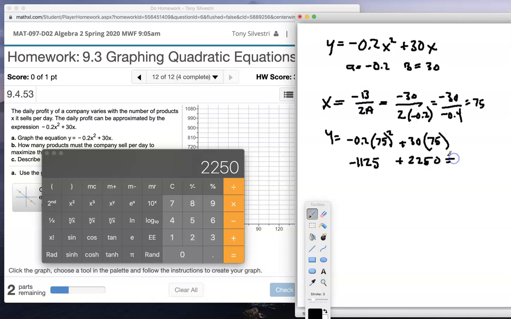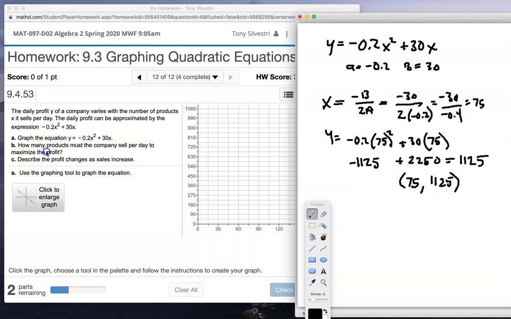And when I add those two numbers, I get a positive 1125. I don't need a calculator. So the vertex is at x is 75, 1125. Okay, that's one point. And believe me, the worst is over.